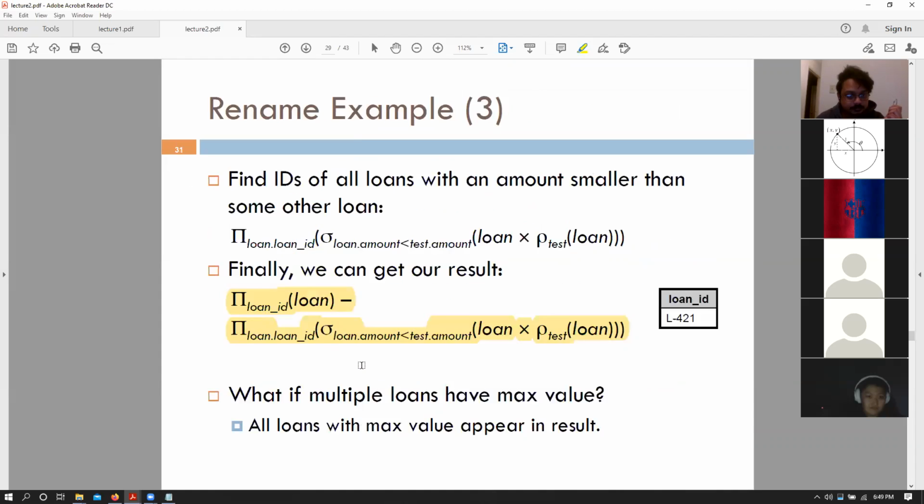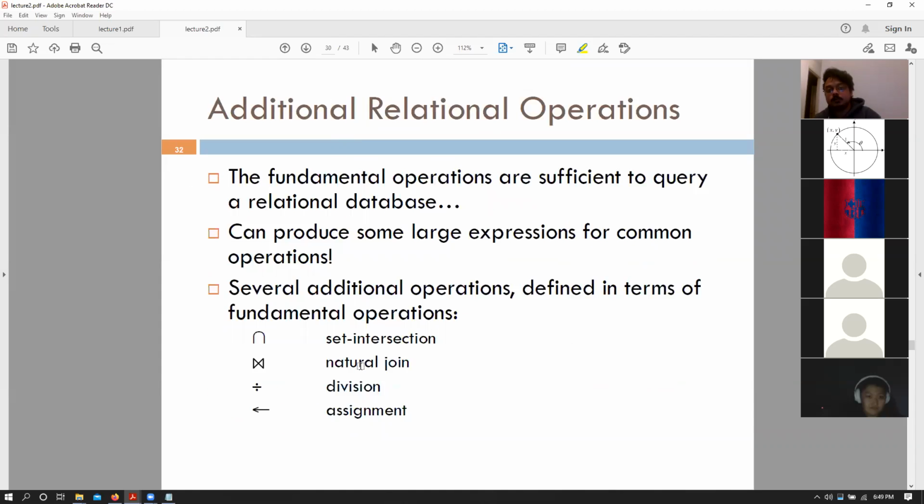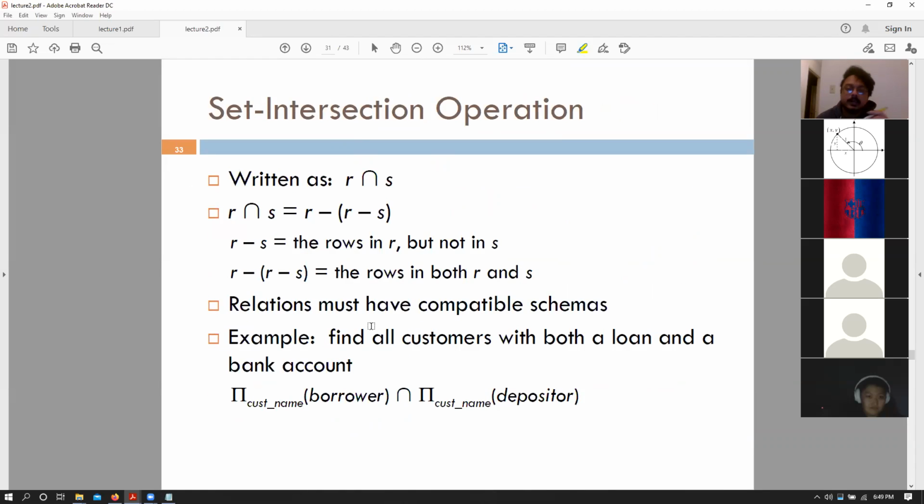Okay, let's move on. So apart from those fundamental relational operations, we also have some other relational operations. For example, we have the set intersection, right? Set intersection, remember, is not a fundamental operation, because we can recreate it from other fundamental operations. So R intersection S basically means get me all of those tuples that are both in R and in S, right?